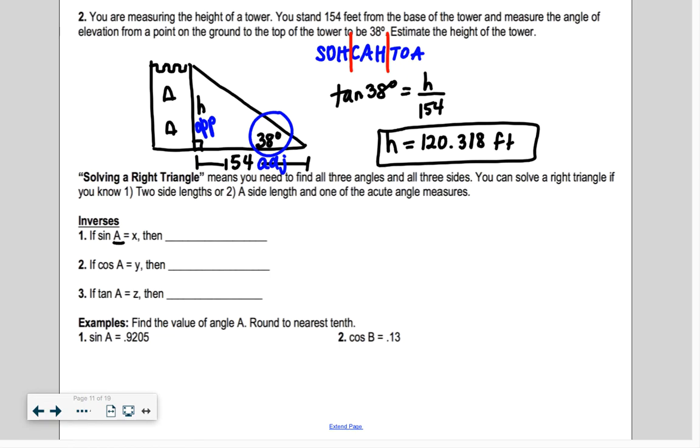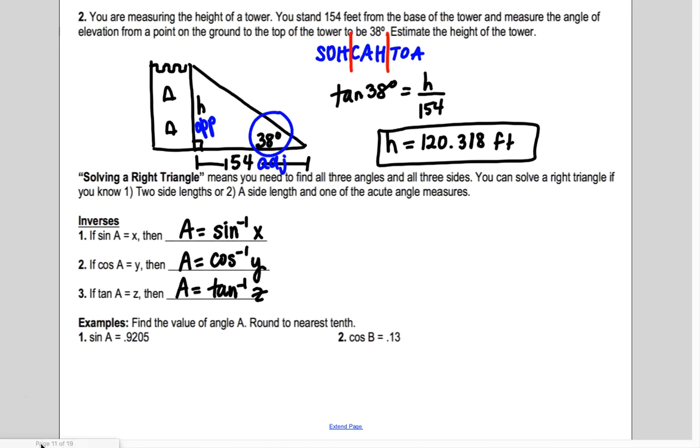So if I want to solve for a, I have to get rid of this sine. Well, we don't divide sine. We have to say a is equal to inverse sine, or you might hear it called arc sine is what we sometimes call it. It's going to look like that. So if I want to solve for angle A, I would have to do inverse cosine of y. And if I want to solve for angle A, I'd have to do inverse tangent of z.